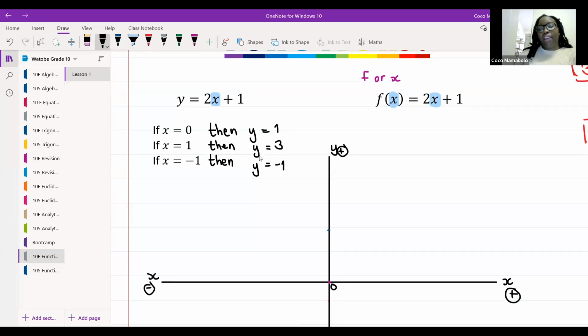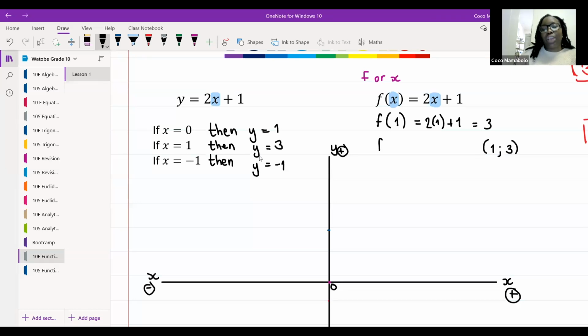All right. If I say that my x value is 1, guys, what is my f of 1? If I had to replace x with 1, what would my f of 1 be? Good, Nicole. I'm just going to replace my x with 1. 2 times 1 plus 1 is equal to 3. So if my x is equal to 1, my y value is equal to 3.